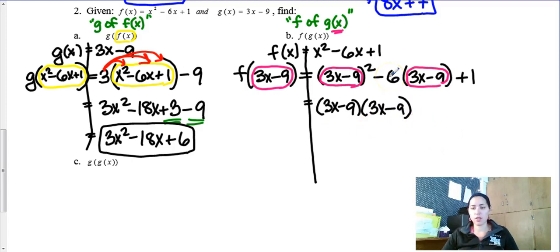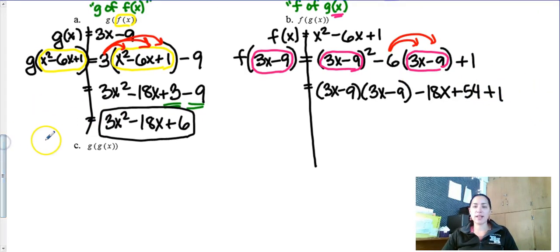We'll just write it out for now. We'll do it on the next step. This negative 6 we can distribute in to be minus 18x plus 54. And then this plus 1 is still at the end.